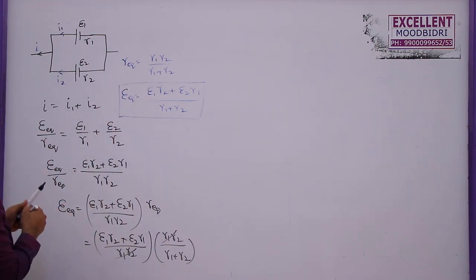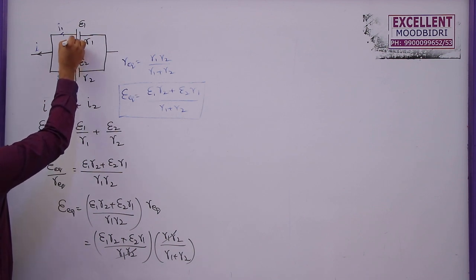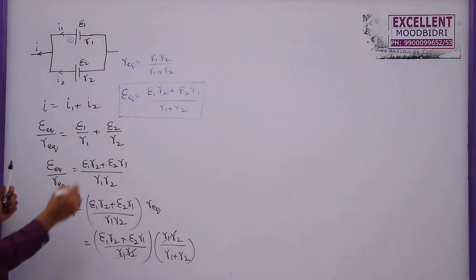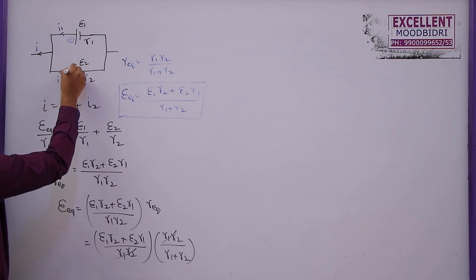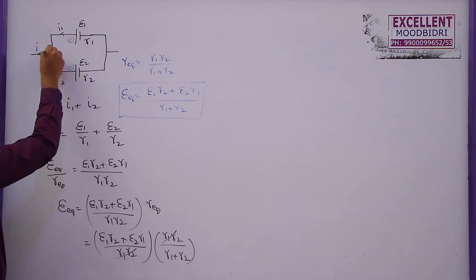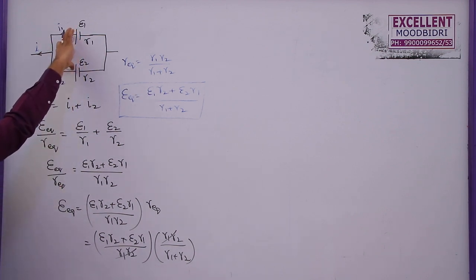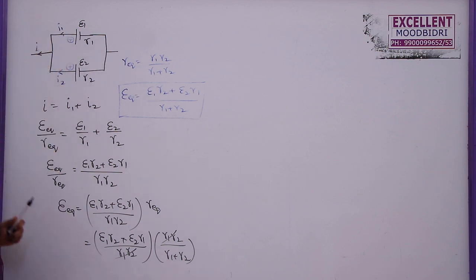But you can see here that the positive terminal of the first cell is connected to the positive terminal of the second cell, and these two are connected to the same point. That means both are giving current in the same direction. So these cells are said to be connected in same sense.